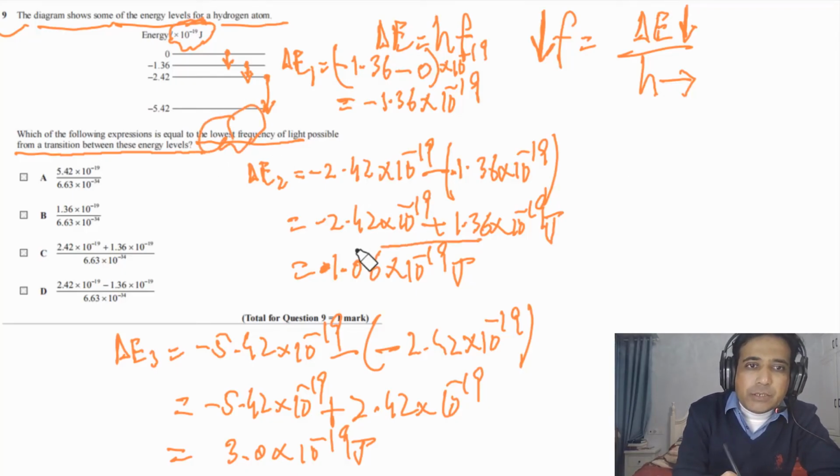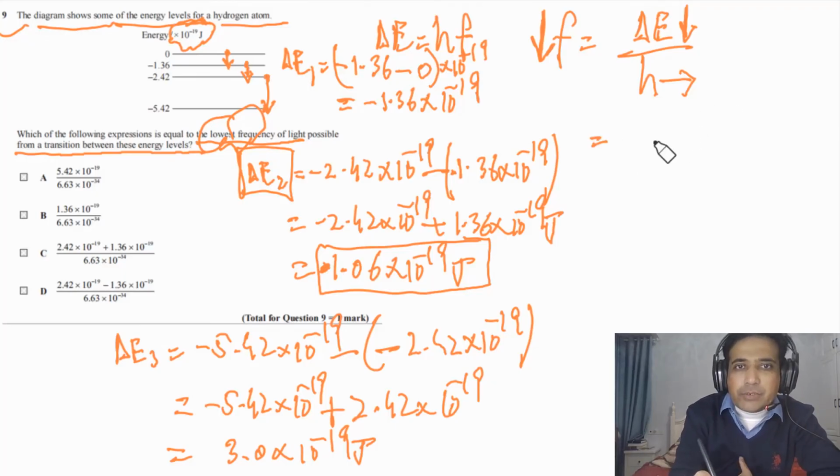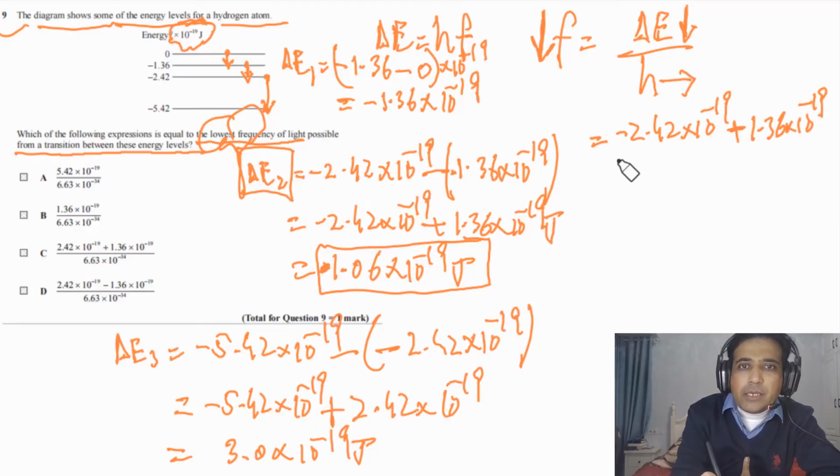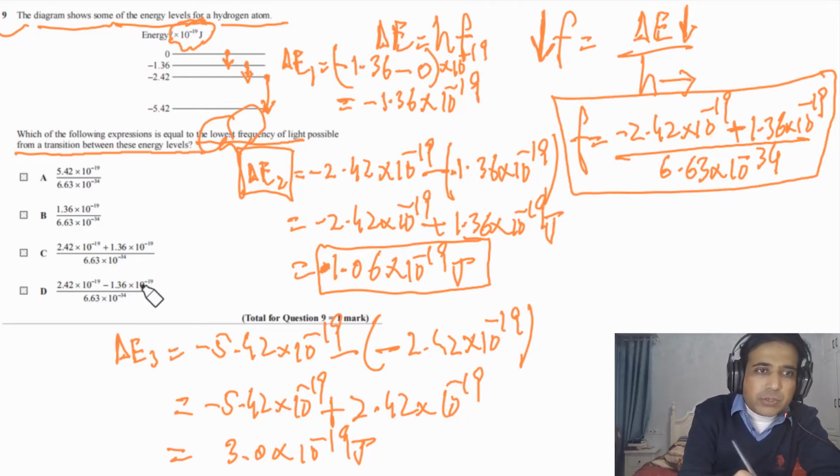So the smallest energy change means we have to take this energy change, or simply delta E2. The same thing you have to just rewrite here. So we have negative 2.42 times 10 to the minus 19 plus 1.36 times 10 to the minus 19, and this is divided by Planck's constant, 6.63 times 10 to the negative 34. So this is our final answer. If you look at the given options, you can see this one is the right answer.